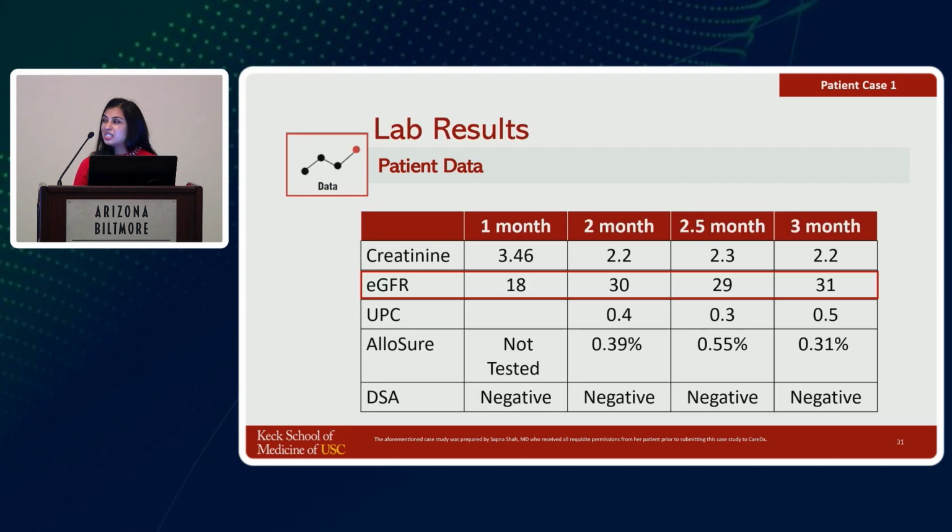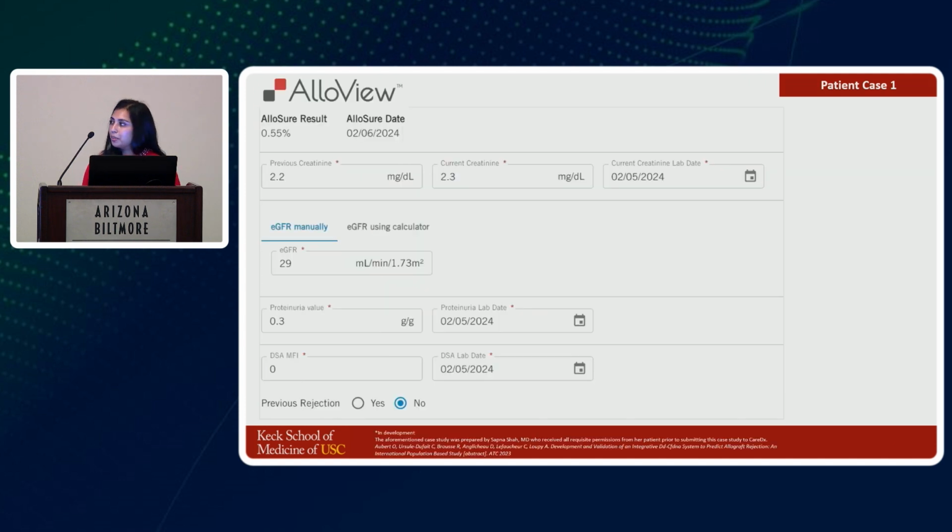So you can see the value of the trend of his lab values. By 3 months, he had sustained suboptimal graft function with an eGFR of about 30 mLs per minute. He had moderate proteinuria of 0.3 to 0.5. He had an AlloSure test at 2 months and 2.5 months. And you can see by 2.5 months, the AlloSure was starting to trend up, and he really had sustained suboptimal graft function, which is why we decided to pursue biopsy at this point. In retrospect, we went back and we calculated the AlloView score to see how well it correlates with the biopsy findings that we saw.